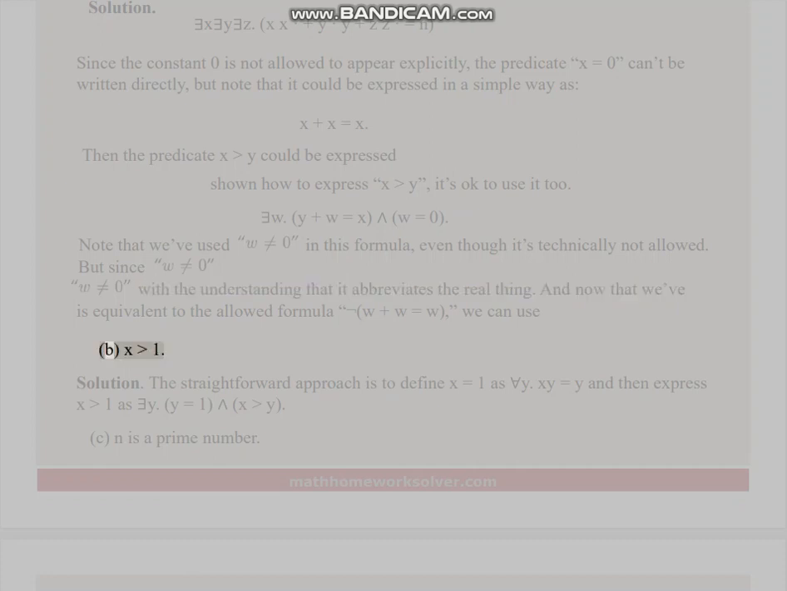Part B: x greater than 1. Solution. The straightforward approach is to define x equals 1 as for all y, x times y equals y, and then express x greater than 1 as there exists y such that y equals 1 and x greater than y. Part C: n is a prime number.